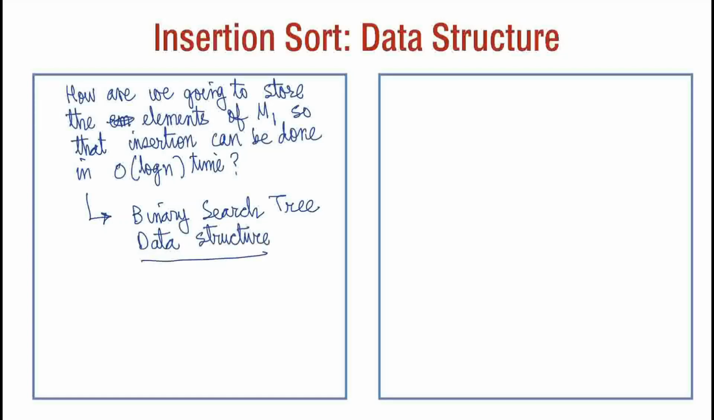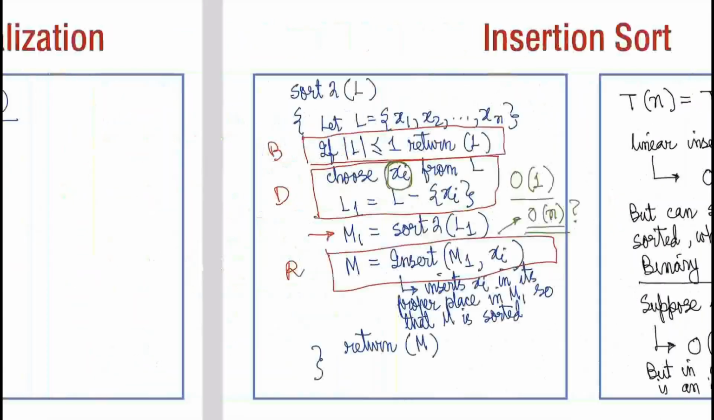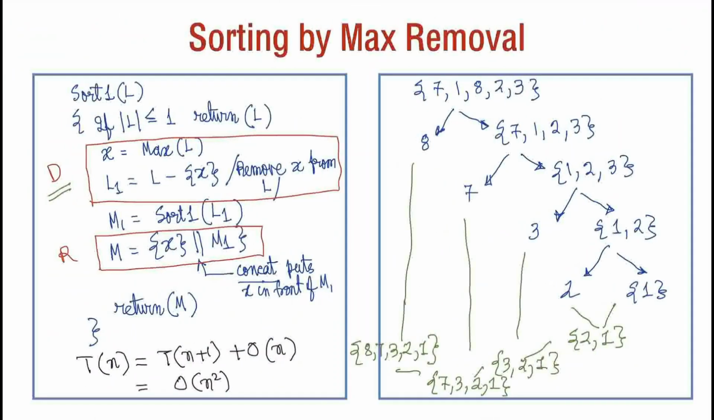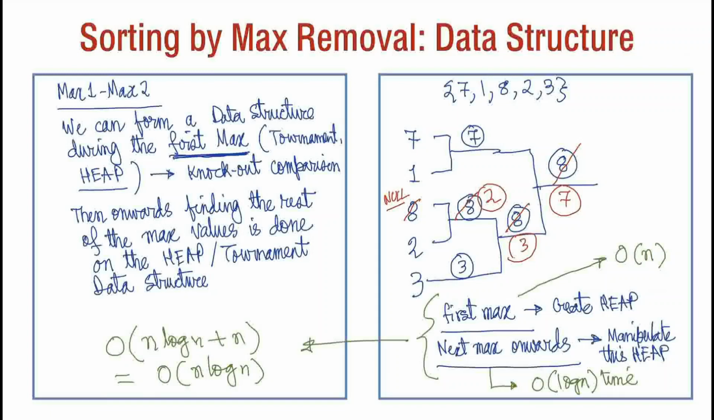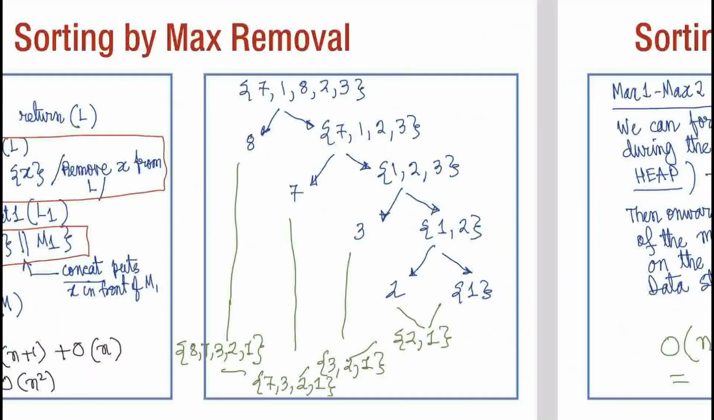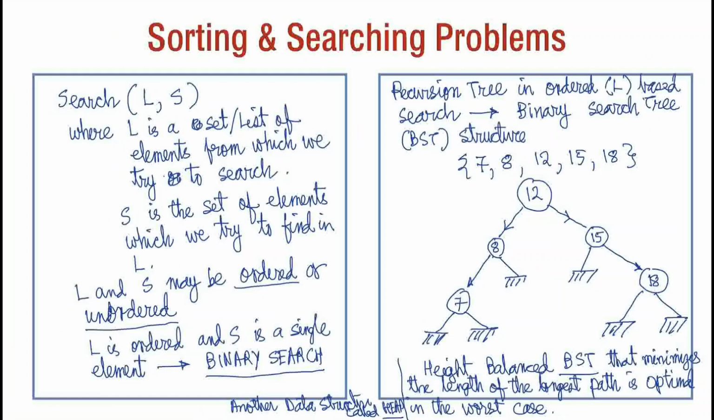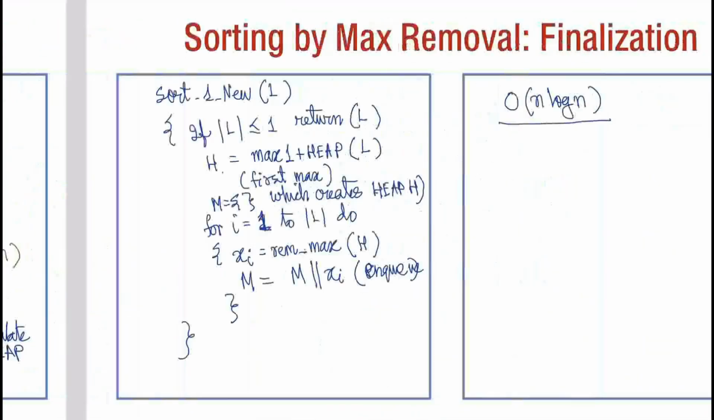That means we will use the binary search tree data structure for M1. And therefore, the algorithm, instead of returning an array or a list, will now return a binary search tree. So how does it happen? As we had seen earlier when we discussed binary search trees, and we had also discussed them when we discussed searching, we said that effectively the recursion structure forms what is called a binary search tree.